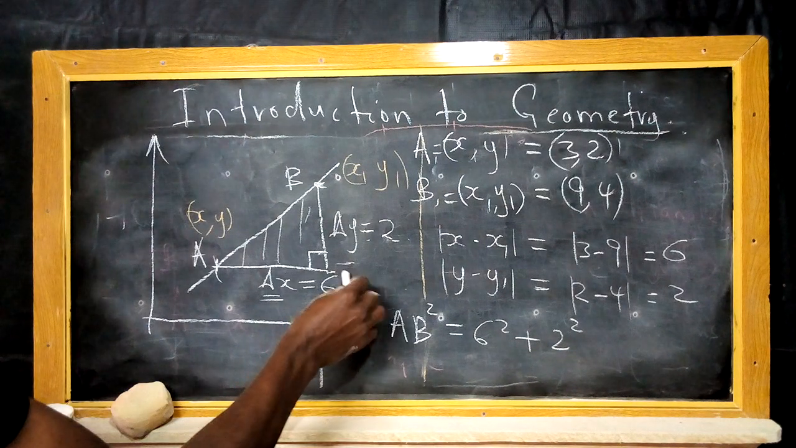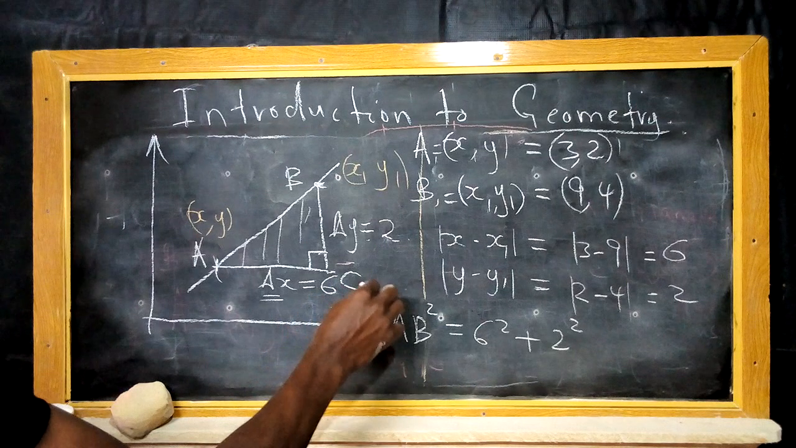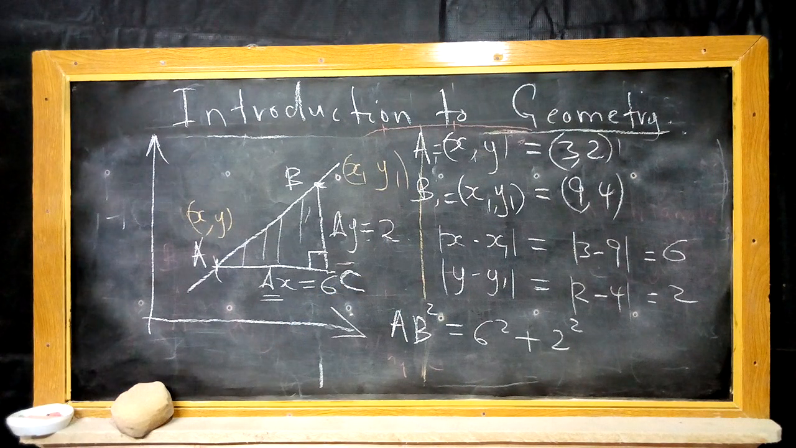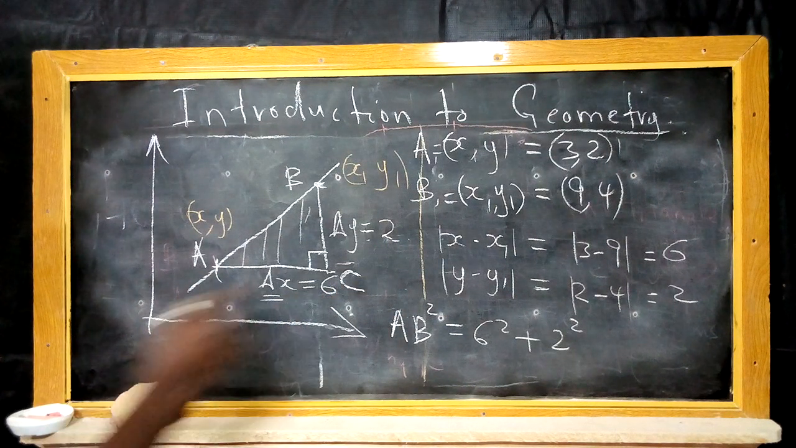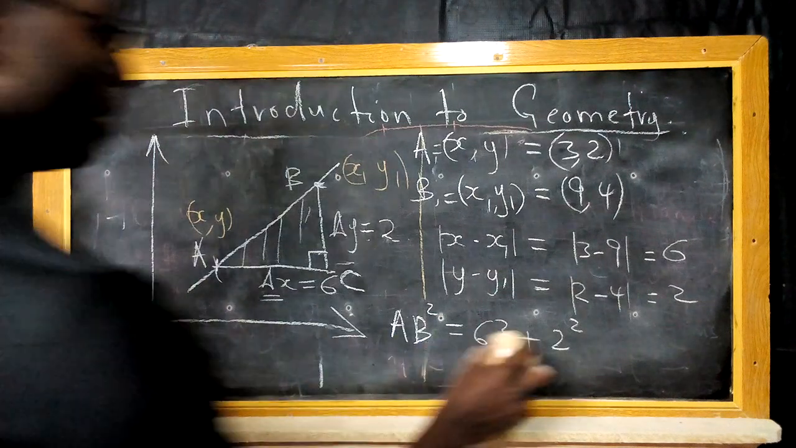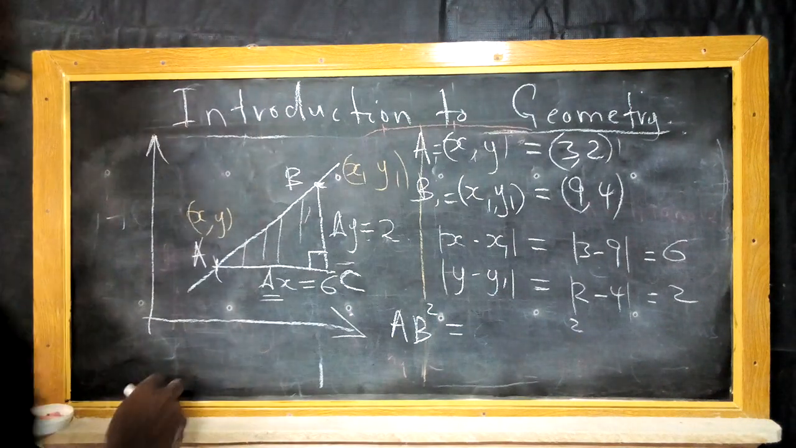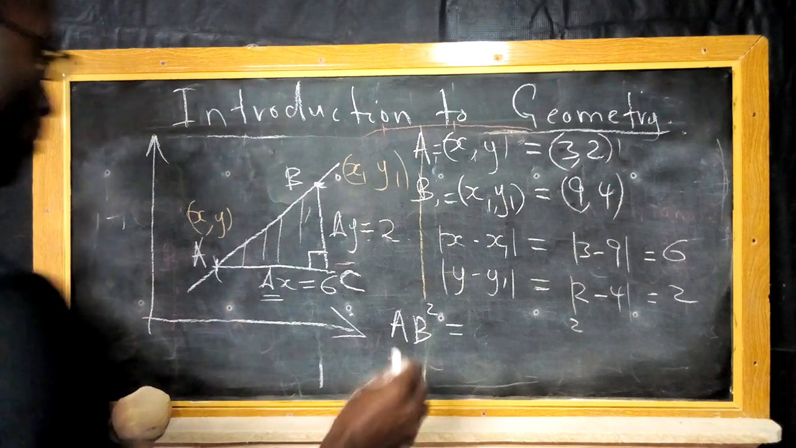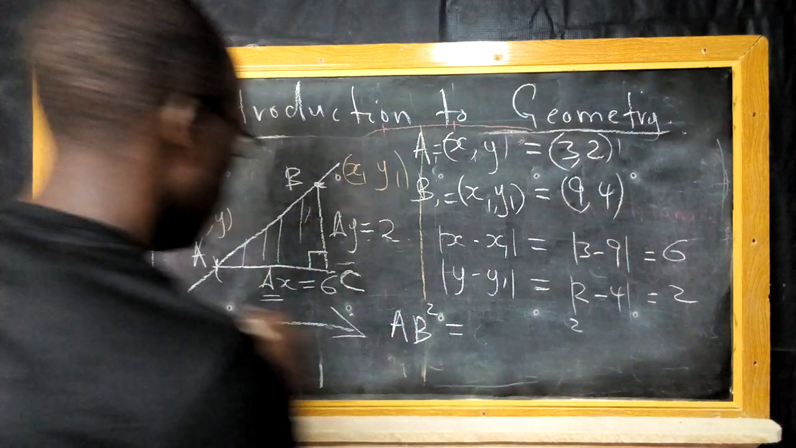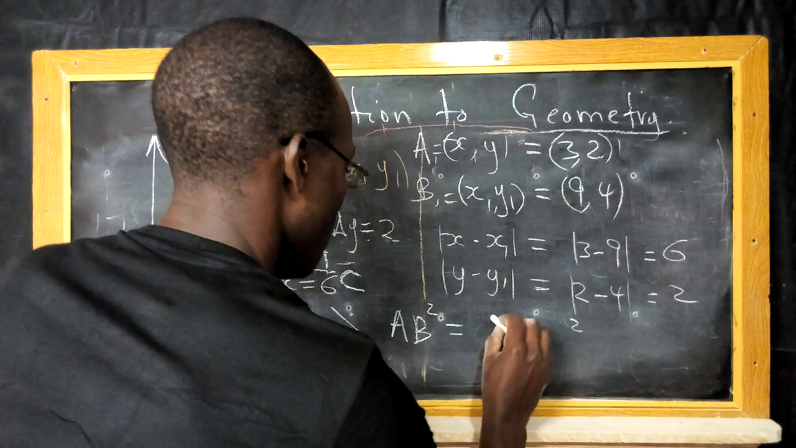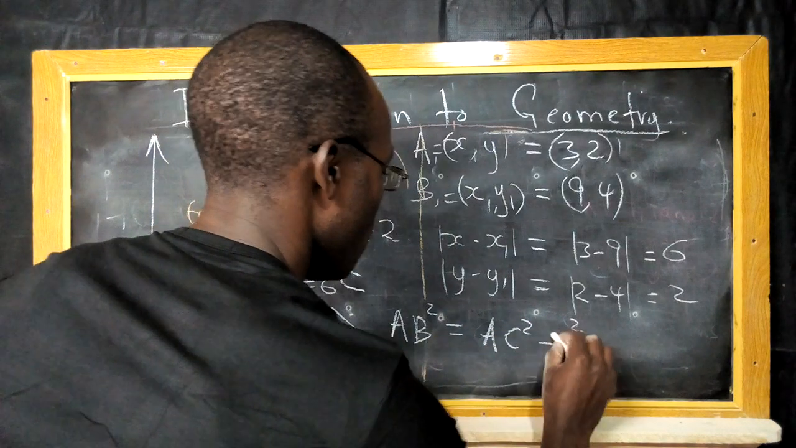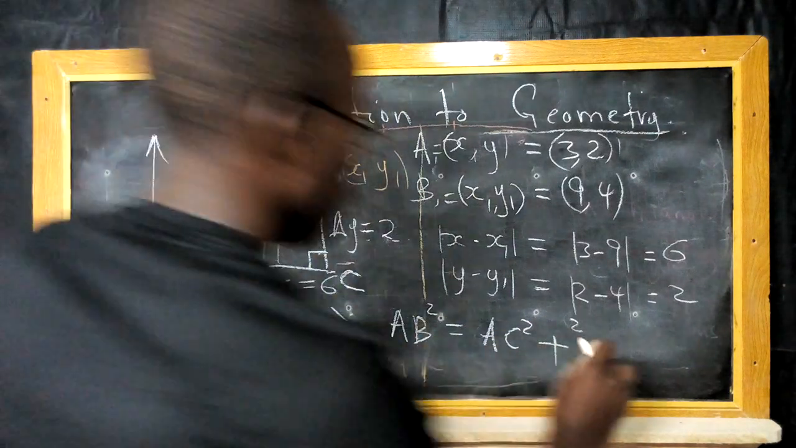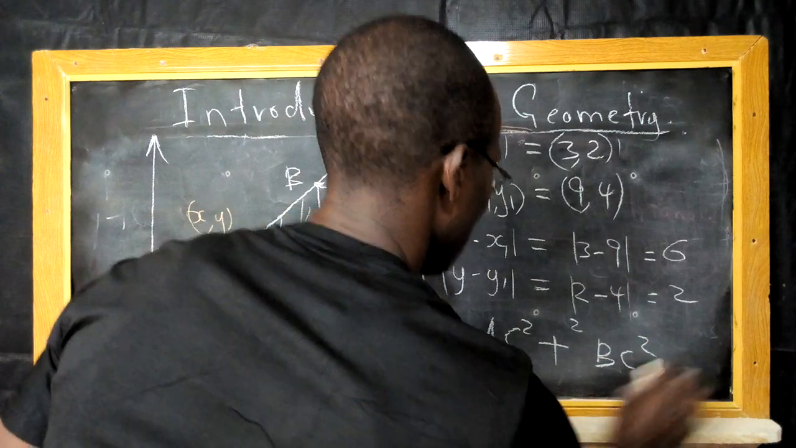Or maybe suppose I just put another point here, C, for illustration. So we have triangle ABC. The claim is that the hypothesis states that the square of AB is equivalent to the square of AC plus the square of BC.